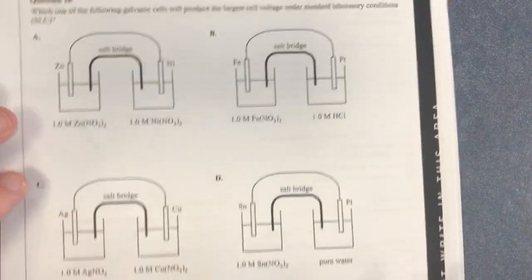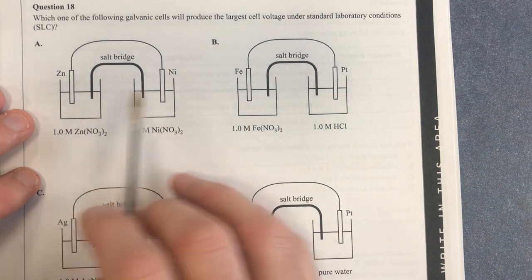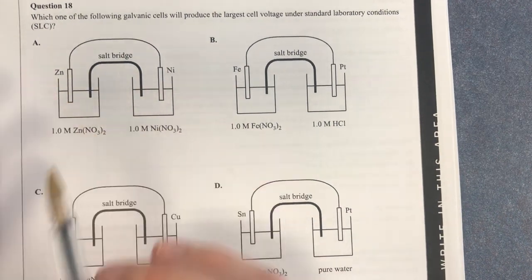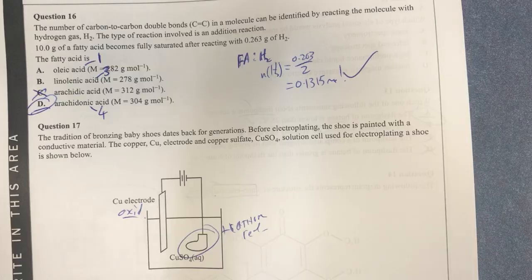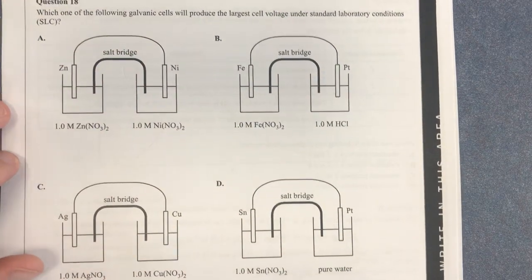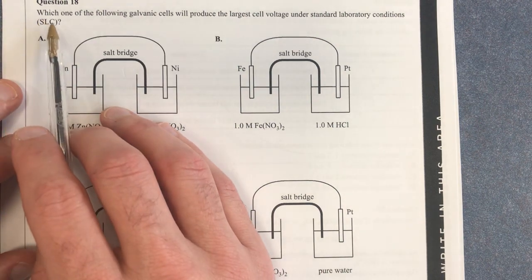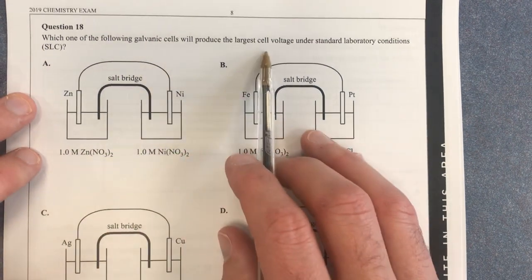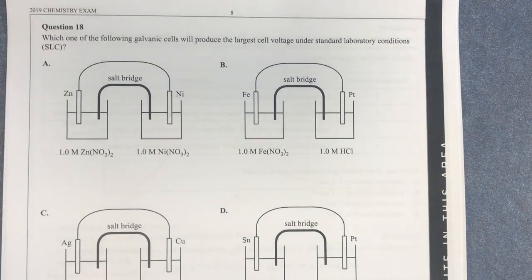Question 18. And I've got a whole bunch of different galvanic cells. I can tell they're galvanic cells because they're separated and I've got a salt bridge happening. So it's just the difference between electrolytic cells, where they're all together and you have a power supply, and galvanic cells where you don't have a power supply and you've got a salt bridge. Anyway, which of the following galvanic cells will produce the largest voltage under standard laboratory conditions? So I go to my trusty electrochemical series and I work out what the difference will be for each one.